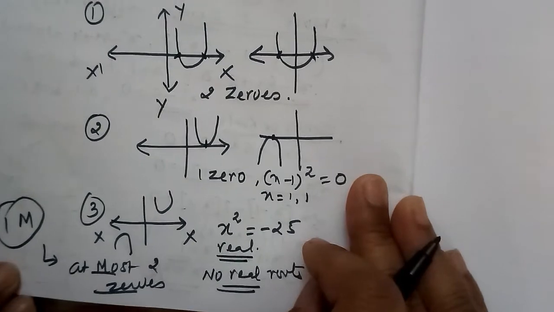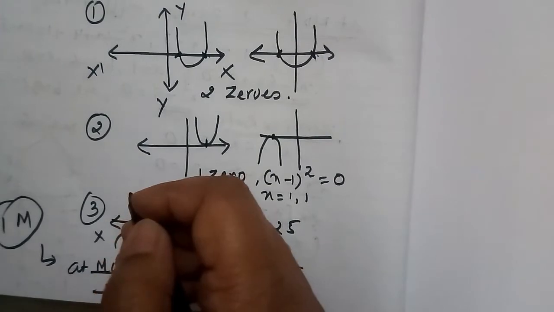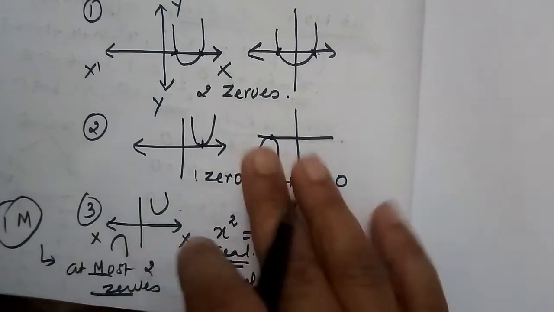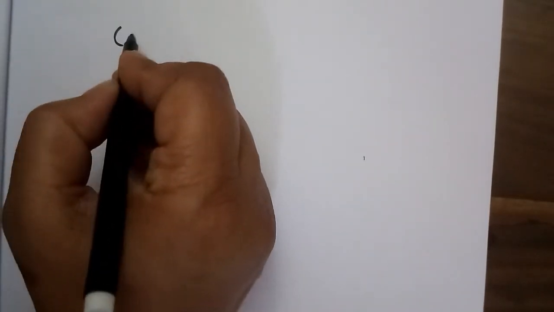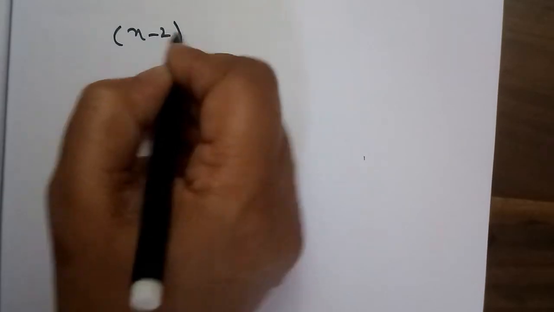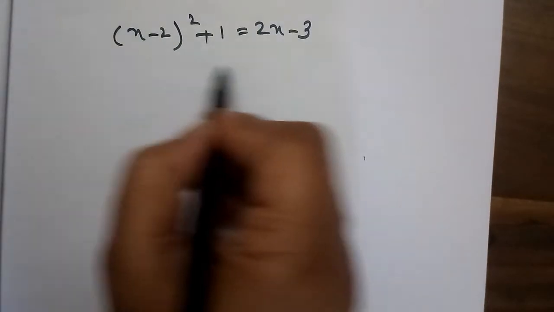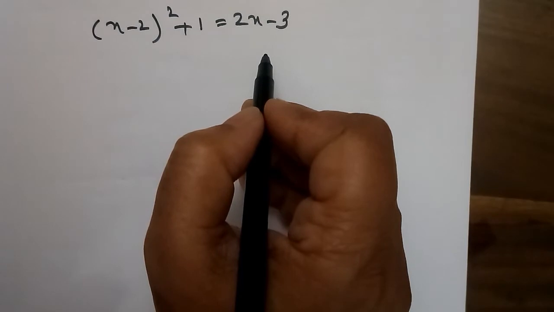Now coming down to the next concept in this chapter, if I give you a polynomial and I ask you to check whether it is a quadratic polynomial or not, how do we do it? Suppose I take this example over here. I have an equation like (x minus 2) whole square plus 1 equal to 2x minus 3. I give you this and I ask you to check whether it is a quadratic polynomial or not.